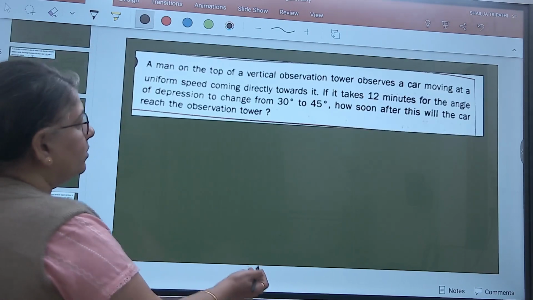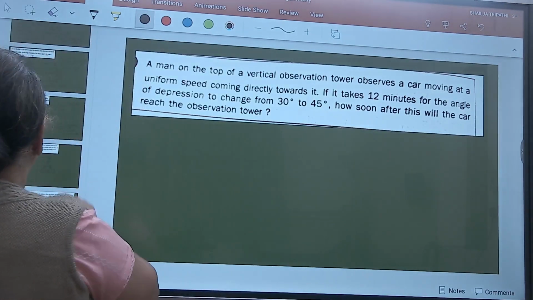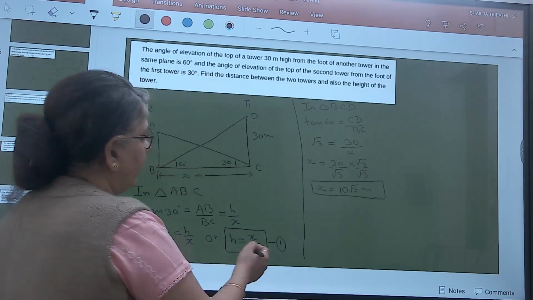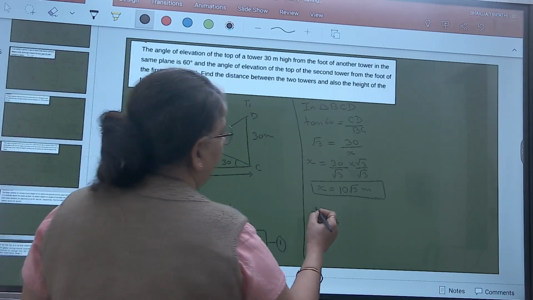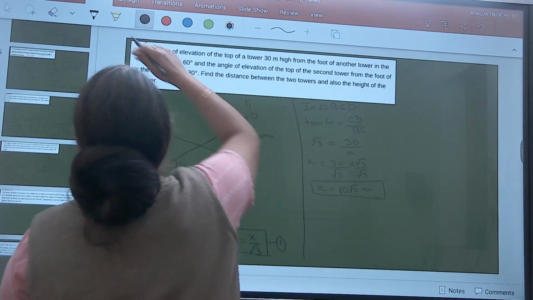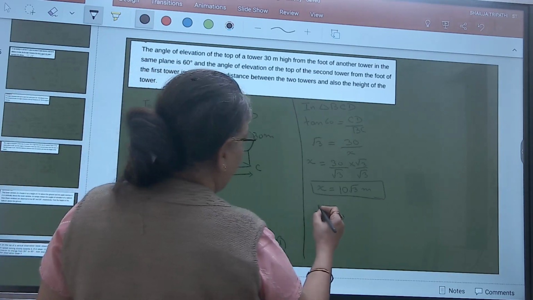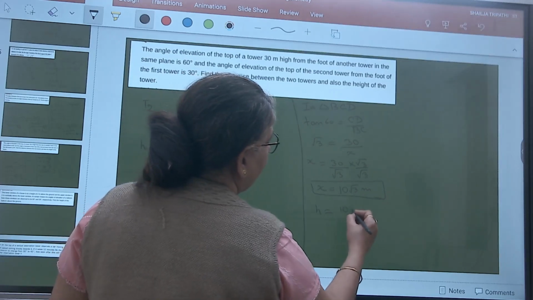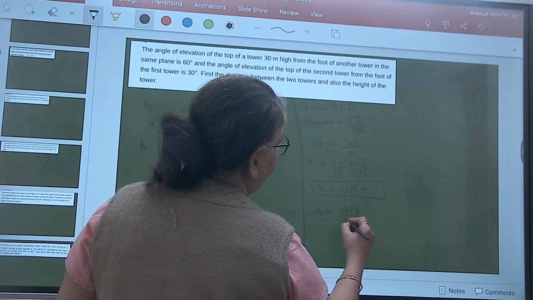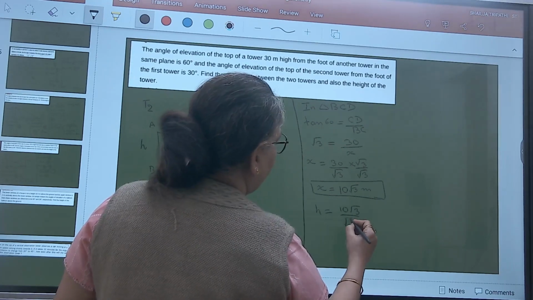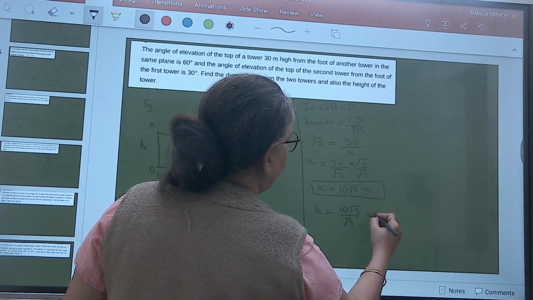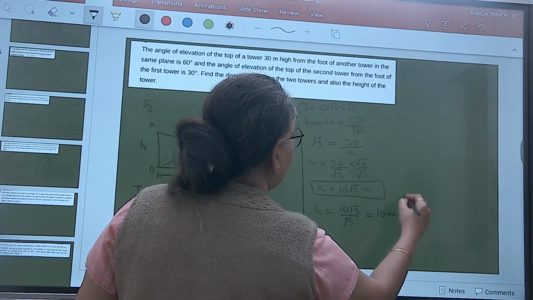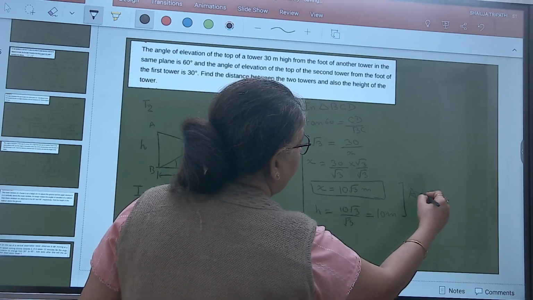Now put the value of x in this relationship and you get the value of h. So we get h is equal to x upon root 3, that is 10 root 3 divided by root 3. So the height of the second tower is 10 meters. These two are the parts of your answer.